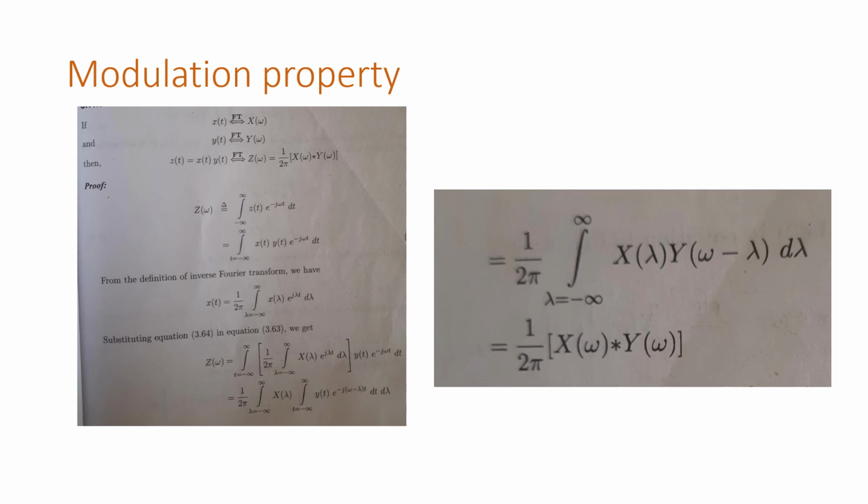Modulation property. Modulation property is also called multiplication property, where I have considered two signals x of t and y of t, and by applying the Fourier transform to these signals I have got x of omega and y of omega respectively. I have considered z of t as the product of x of t and y of t, and applying the Fourier transform to z of t, I have got the signal in the frequency domain, that is 1 by 2 pi into x of omega convolution with y of omega.